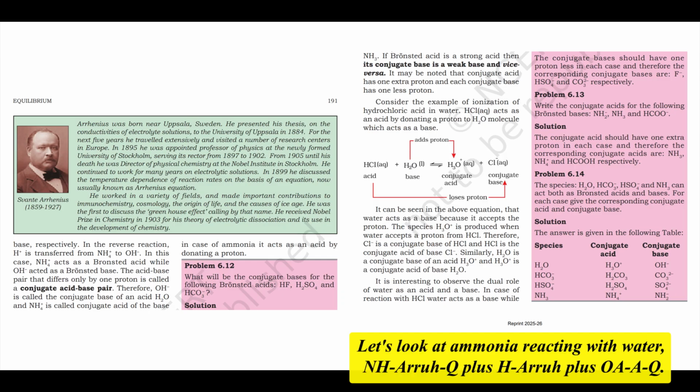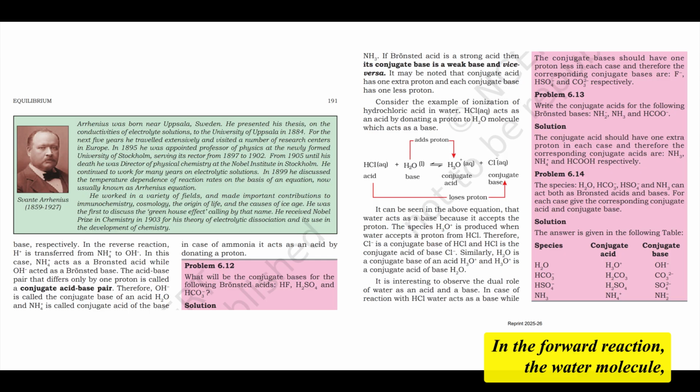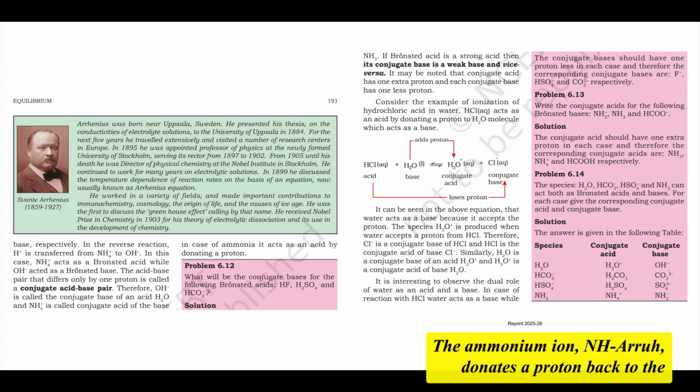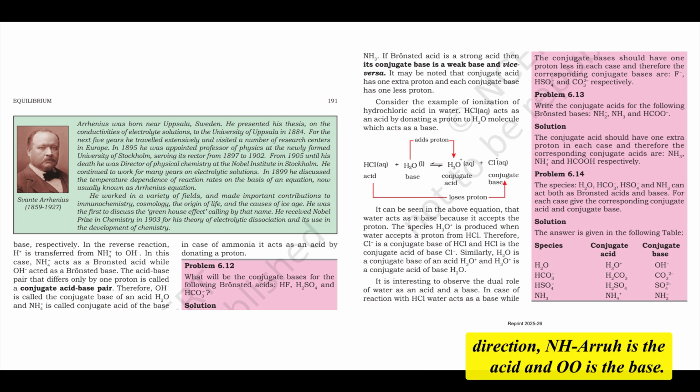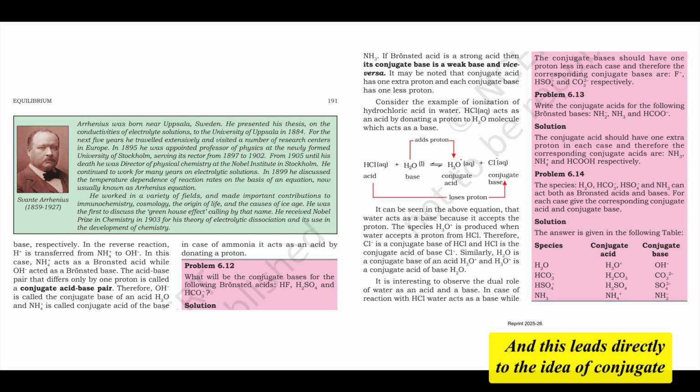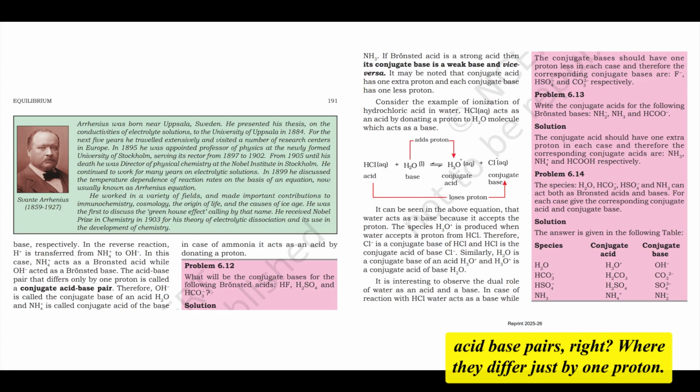Let's look at ammonia reacting with water: NH3 plus H2O in equilibrium with NH4+ plus OH-. In the forward reaction, the water molecule, H2O, donates a proton to the ammonia molecule, NH3. Therefore, H2O acts as the Brønsted-Lowry acid, and NH3 acts as the Brønsted-Lowry base. Now look at the reverse reaction. The ammonium ion, NH4+, donates a proton back to the hydroxide ion, OH-, so in the reverse direction, NH4+ is the acid and OH- is the base. And this leads directly to the idea of conjugate acid-base pairs, right, where they differ just by one proton. Exactly.